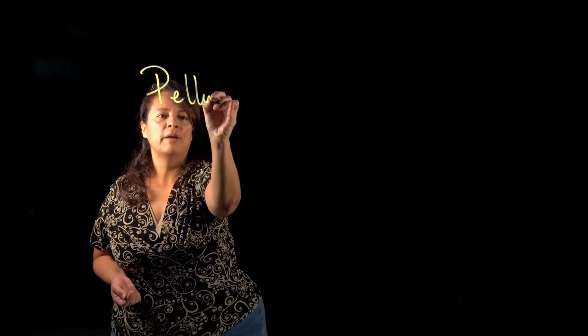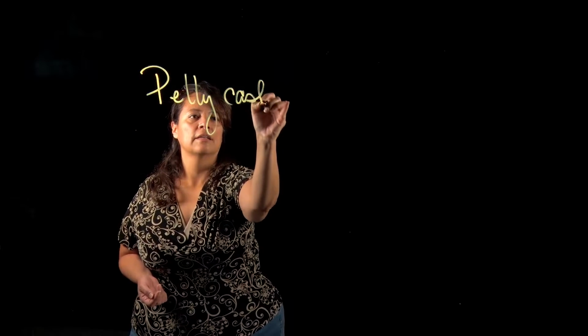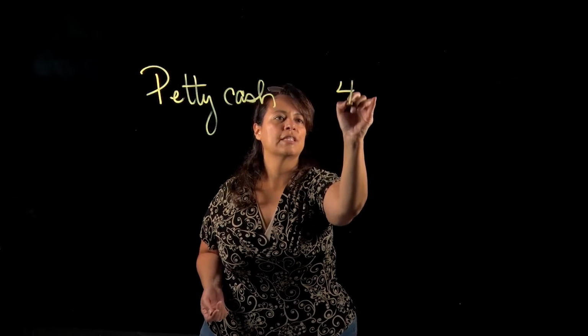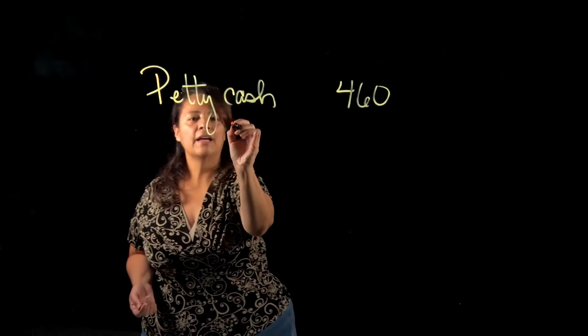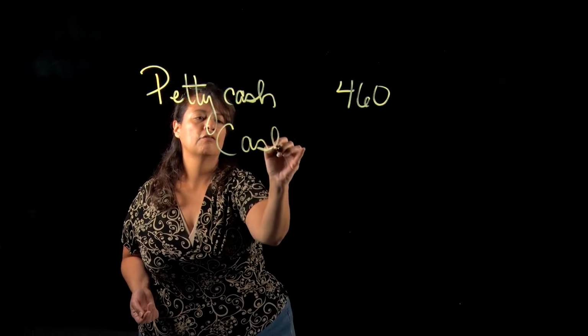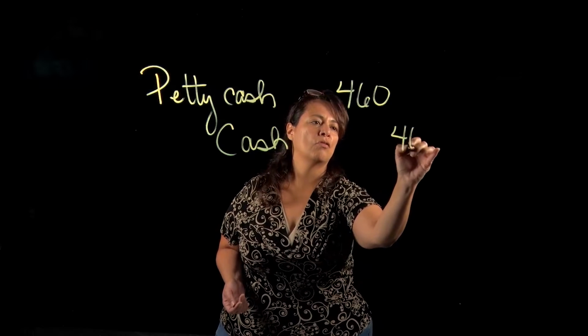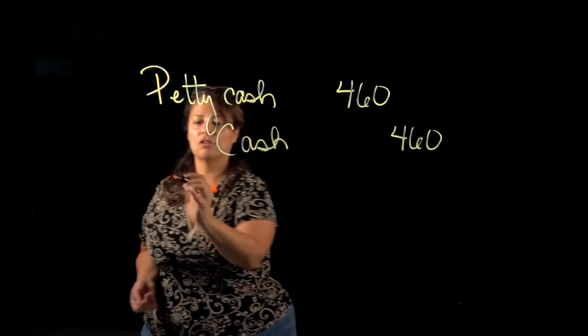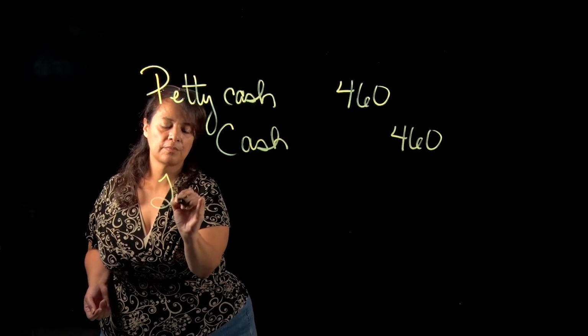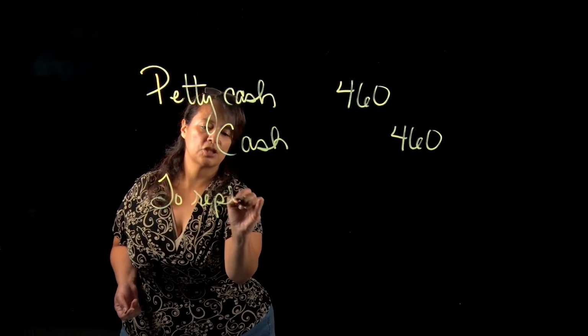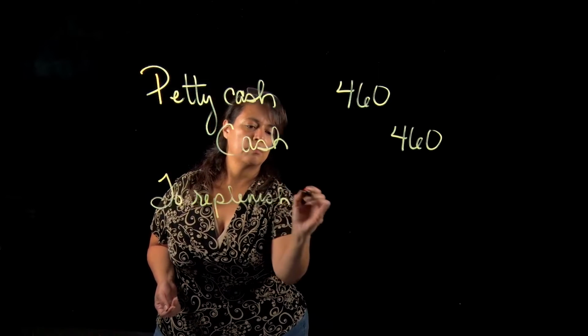So we're going to do that by debiting petty cash, our asset, for $460. And where's that money going to come from? From cash in our bank account, $460. And our explanation, to replenish petty cash.